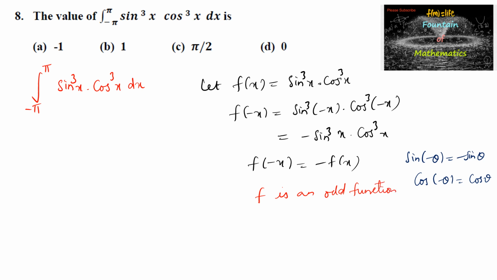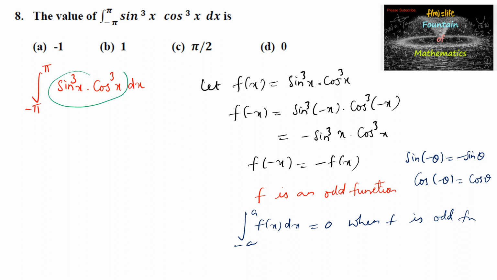And we have the property integral minus a to plus a f of x dx is equal to 0 when f is odd function. So here minus pi to plus pi sin power 3x into cos power 3x, since this is odd function, we can say the answer is 0. So we can go with an option D.